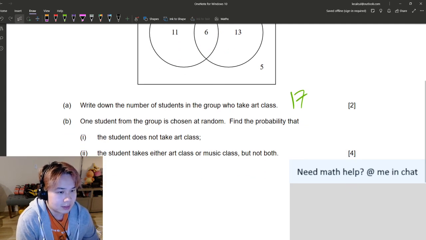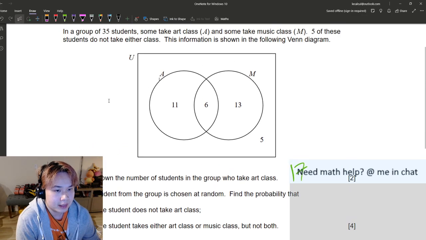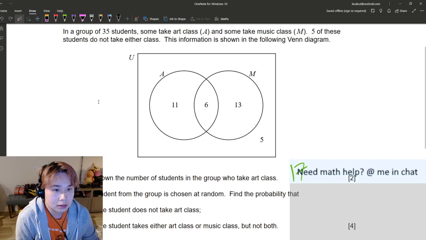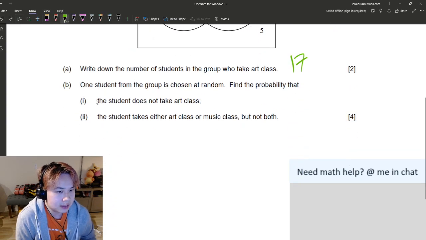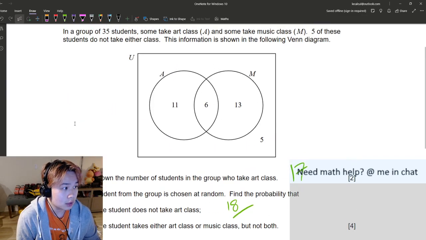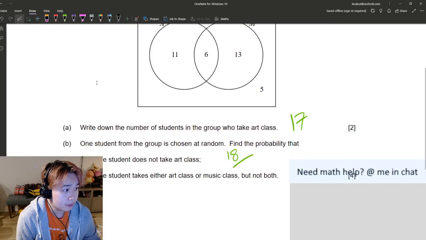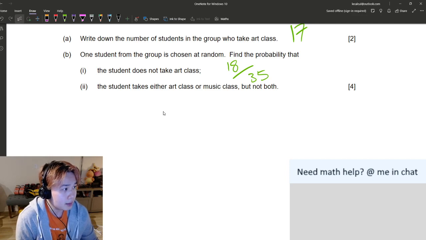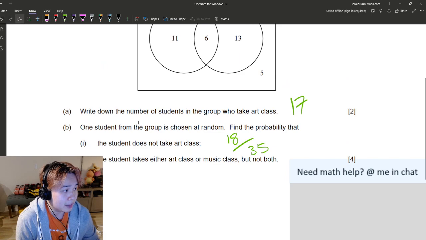One student is chosen at random. Find the probability that the student does not take an art class. So the people that don't take an art class are these groups of people. That's 18. So the probability of choosing one of those is 18 out of however many there were total. 35. And I don't think you can reduce this, but I don't think it matters, to be honest.